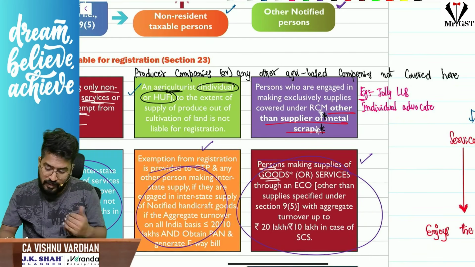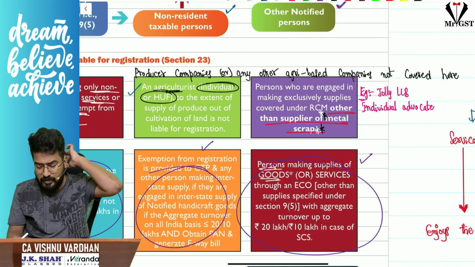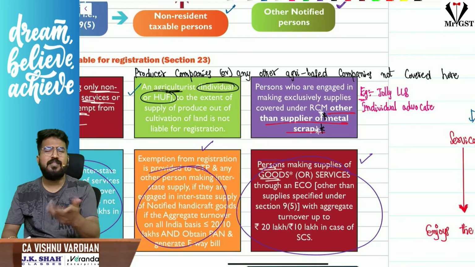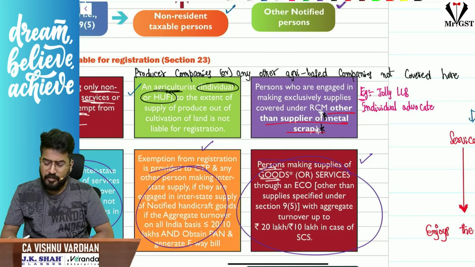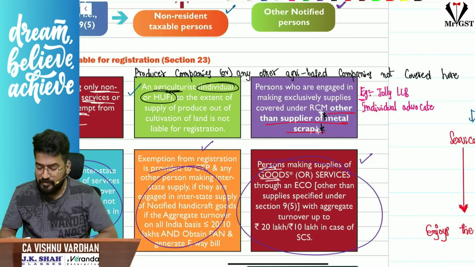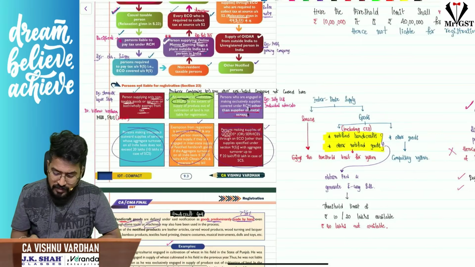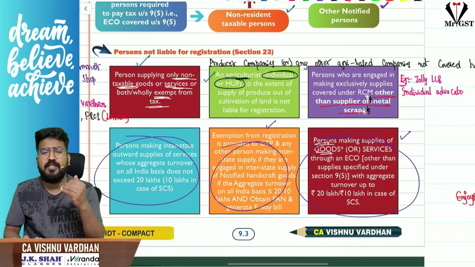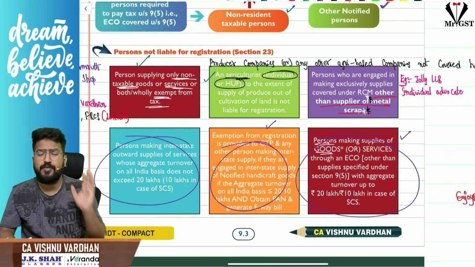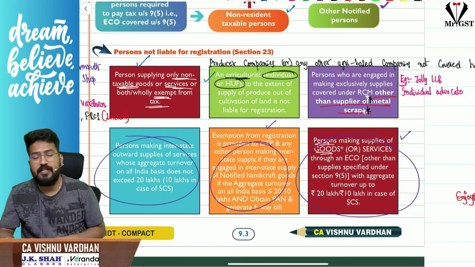Okay. Next, persons who are engaged exclusively in making RCM supplies, other than metal scrap dealers. That means, for example, a Jolly LLB advocate, sir. They are not required to take any registration because all their supplies are covered under RCM. But if it is a metal scrap dealer, please understand, as long as they are unregistered, RCM will come into picture. Once their threshold limit is exceeded, then they should take registration. Simple. They cannot say because metal scrap is covered under RCM, we will not take registration. It is not like that.